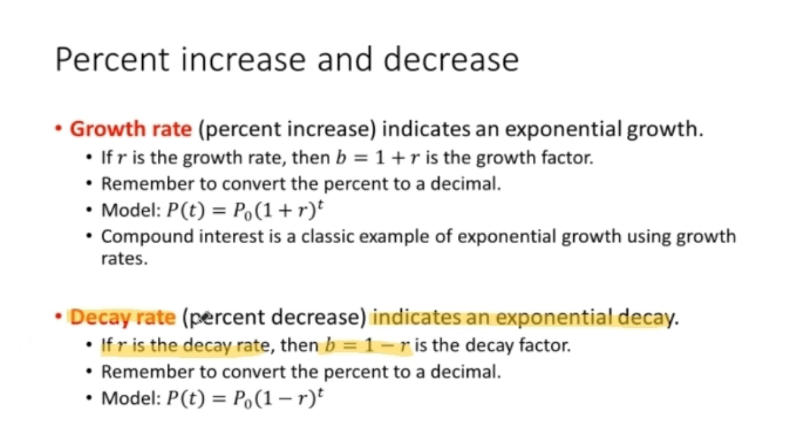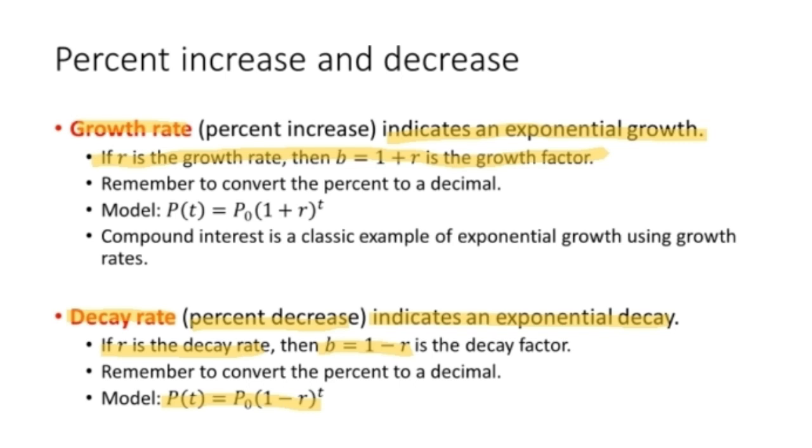One thing to keep in mind, we may see the term percent decrease instead of explicitly saying decay rate, but if we see percent decrease, that is also indicating an exponential decay. Keeping in mind that b equals 1 minus r, our model can be modified to P of t equals P sub 0 times (1 minus r) to the t. We can also do something similar with growth rate. The growth rate, which indicates an exponential growth, is a fraction of our substance that we're gaining on top of our original substance. If r is the growth rate, then b equals 1 plus r would be the growth factor. r represents how much of our substance we're gaining.